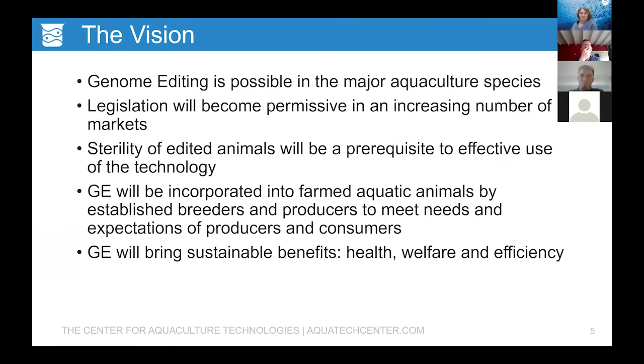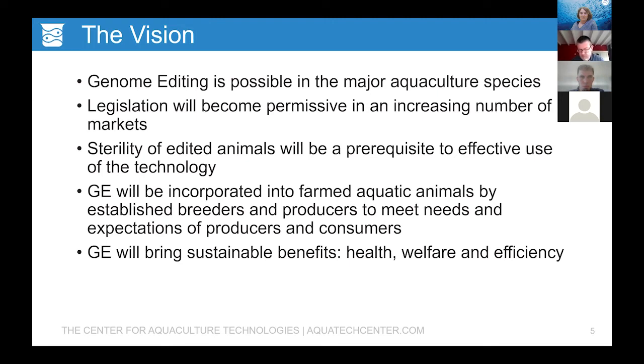In terms of where CAT sees the technology, we regard gene editing to be possible in all of the major aquaculture species. We think legislation will become more permissive in an increasing number of markets. We intend to work globally with breeders and producers to bring that technology to the market.